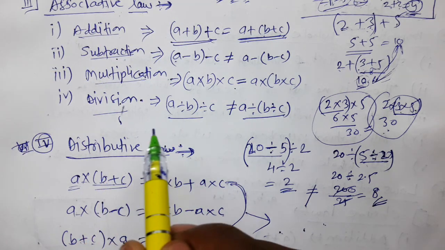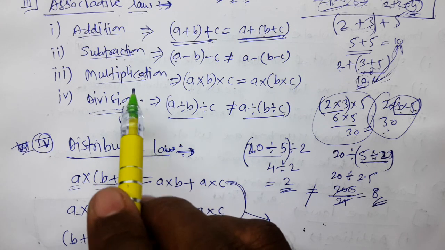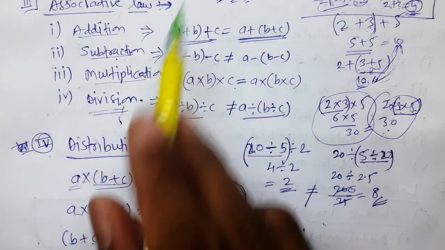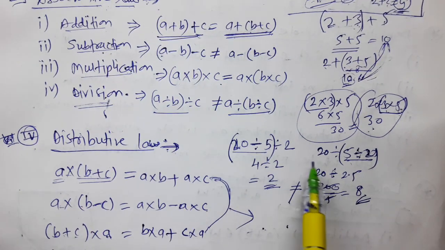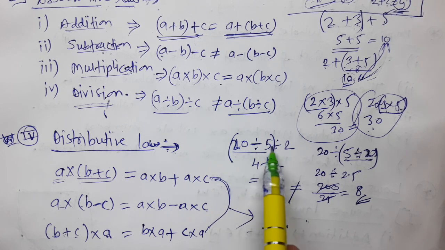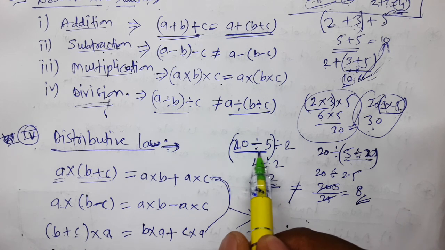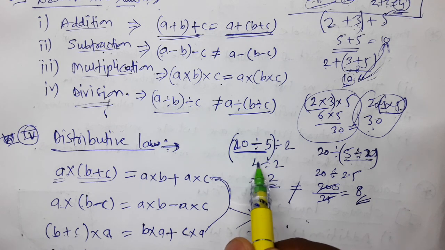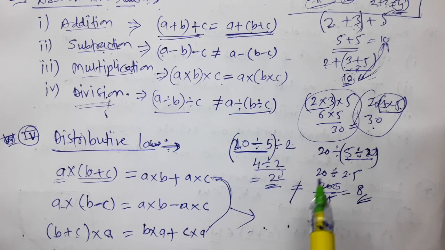Now for division. If division is there, the associative law for whole numbers does not hold, because we will take one example here. 20 divided by 5, bracket close, divided by 2. First we have to perform 20 divided by 5. So 5 fours are 20, again 4 divided by 2, so it will be 2.